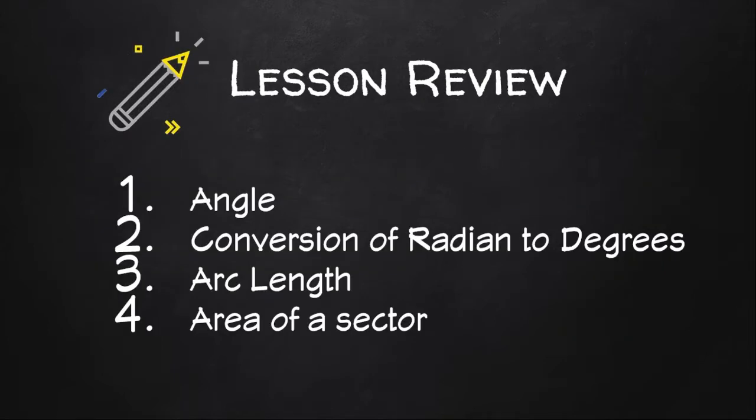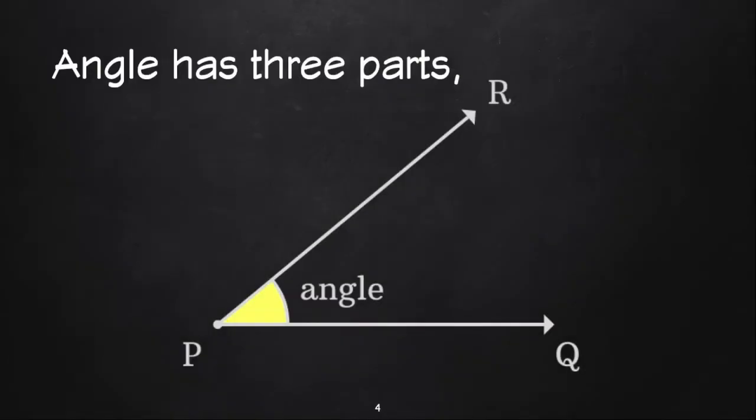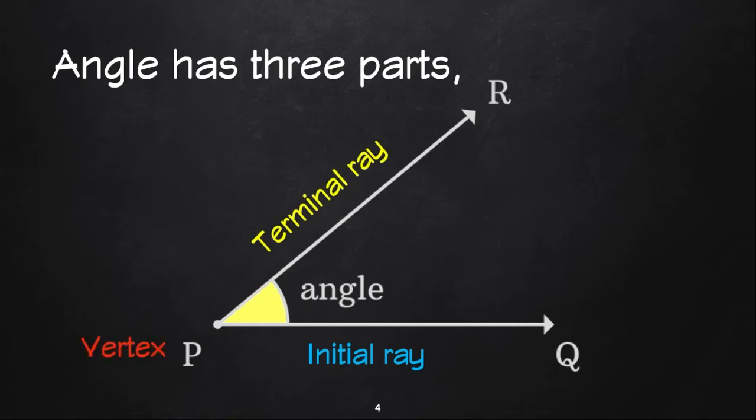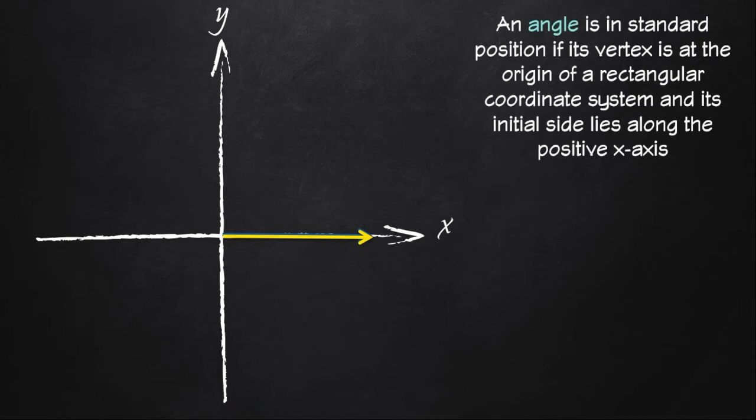But first, let's have a short run-through with your previous lessons in connection with our new topic. We have angle, conversion of radians to degrees, vice versa, arc length, and area of a sector. Angle has 3 parts. We have the initial ray, the terminal ray, and the common vertex. An angle is in standard position if its vertex is at the origin of a rectangular coordinate system and its initial side lies along the positive x-axis.